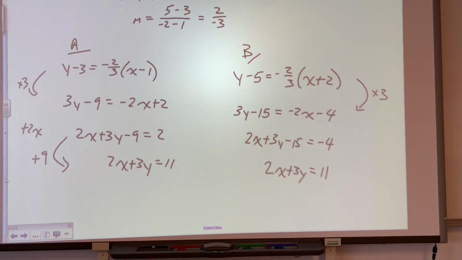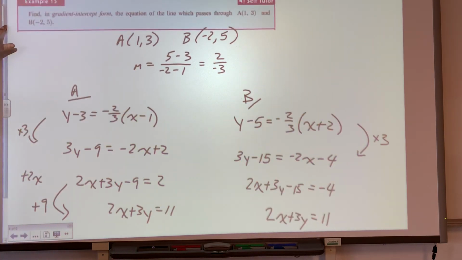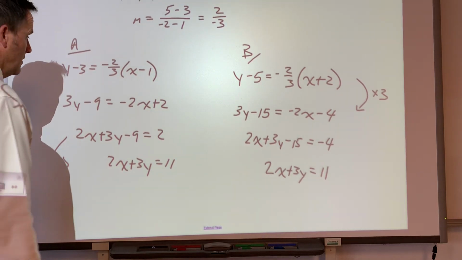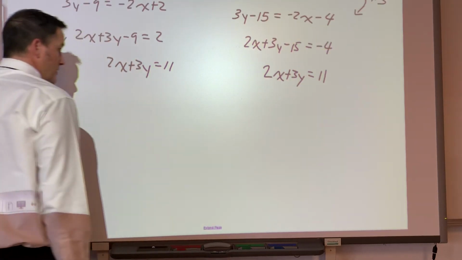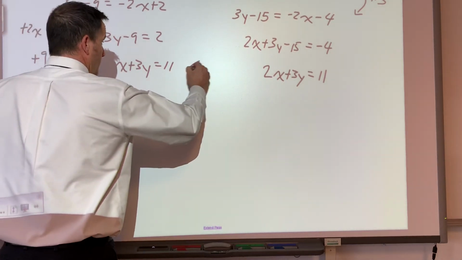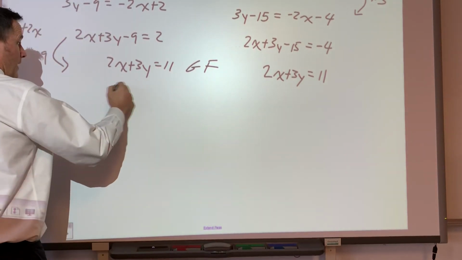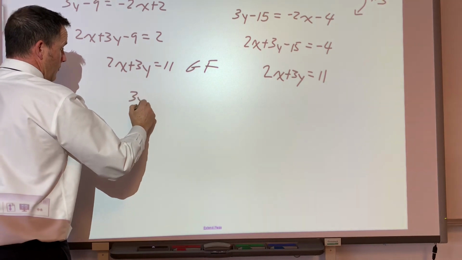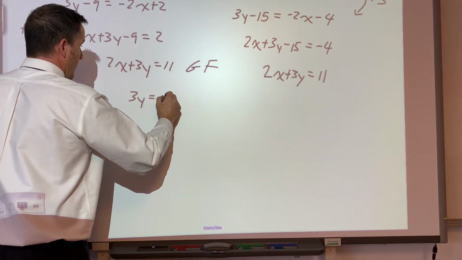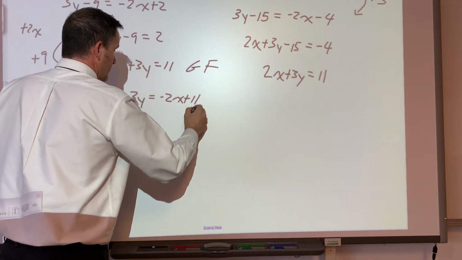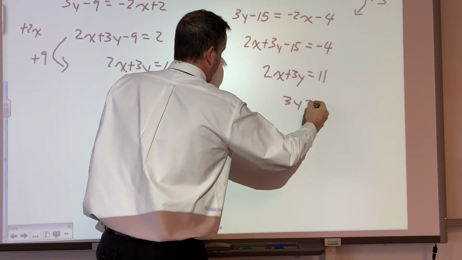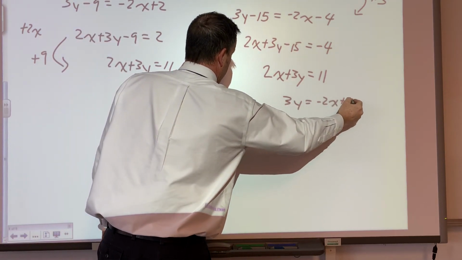I did some work that I didn't need to do because I need gradient intercept form. Dang, I put it in general form. So let's go to general. This is general form. I messed up. So now I'm going to subtract the 2x back. I get 3y equals negative 2x plus 11.